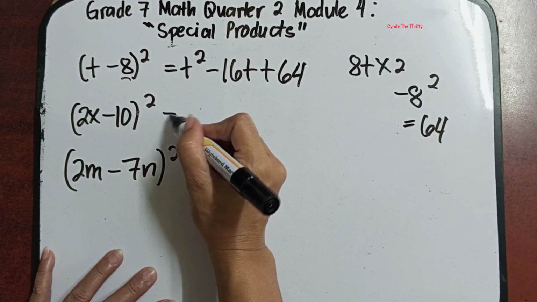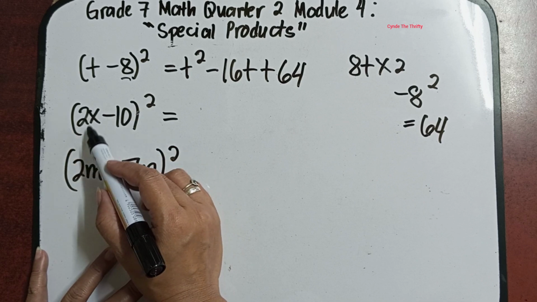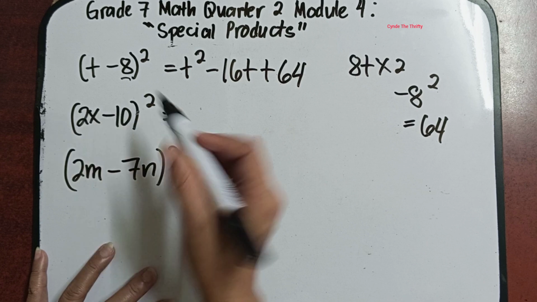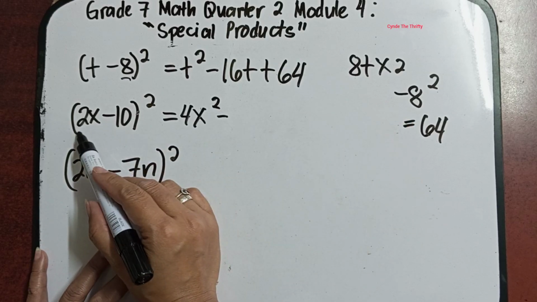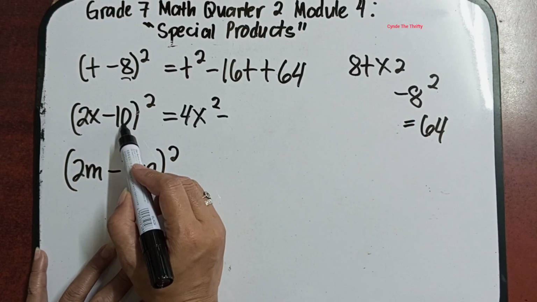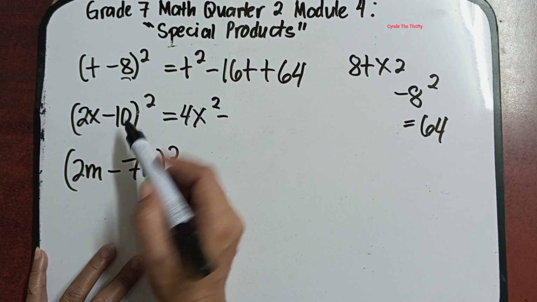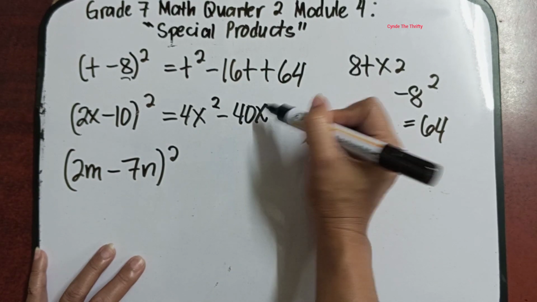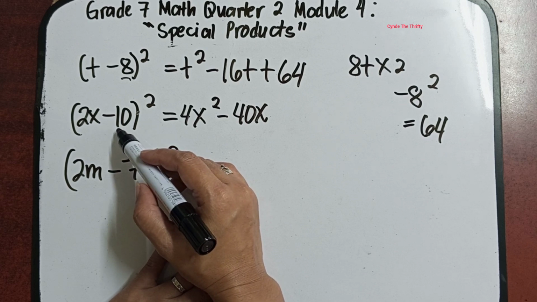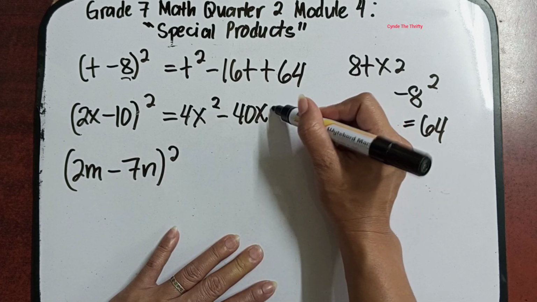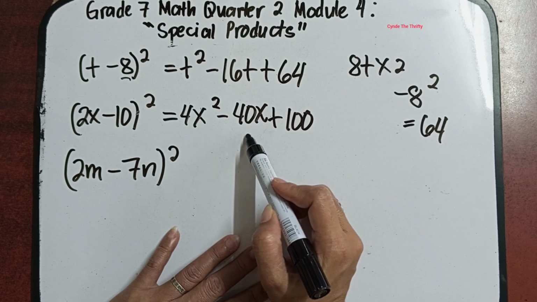Another example tayo, 2x minus 10 squared. So, i-square natin si first term. Si first term is 2x. So, 2x squared, meaning 2 times 2 equals 4x squared. Minus, i-multiply natin ang first term at second term times 2. So, 2 times 10 is equal to 20. Kopyahin natin si x. 20 times 2 is equal to 40. So, 40x. And then, lastly, ang ating last term is square natin. So, ang ating last term is 10. So, 10 squared is equal to 100. Okay, so ito na yung sagot natin. 4x squared minus 40x plus 100.